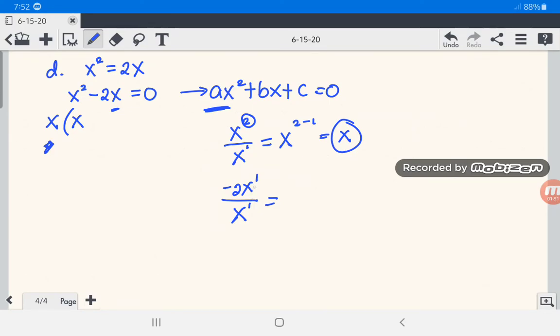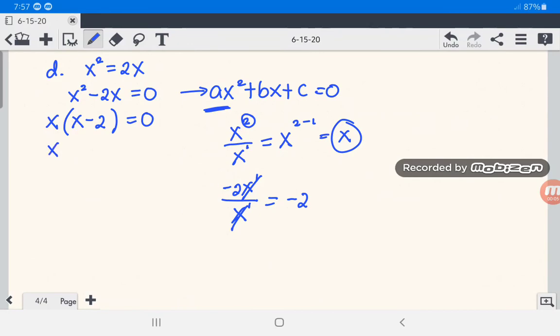Then you cancel, because any number or any variable raised to 0 is always equal to 1. So we have negative 2 only. So this is negative 2, or minus 2. Then equals 0.